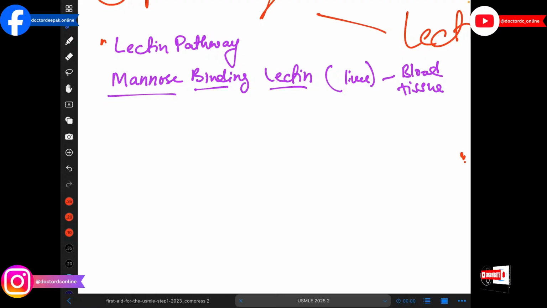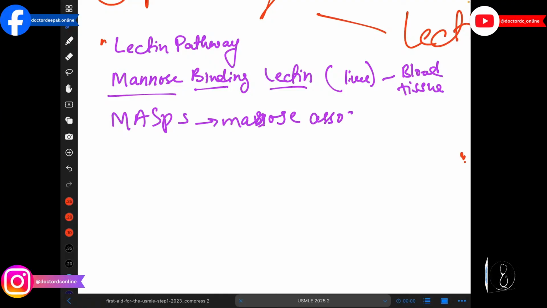Why does it bind mannose? Mannose is a component of many microbes. It binds surfaces with the mannose present on many microbes, and it circulates with MASPs. The MASPs stand for mannose associated serine proteases.